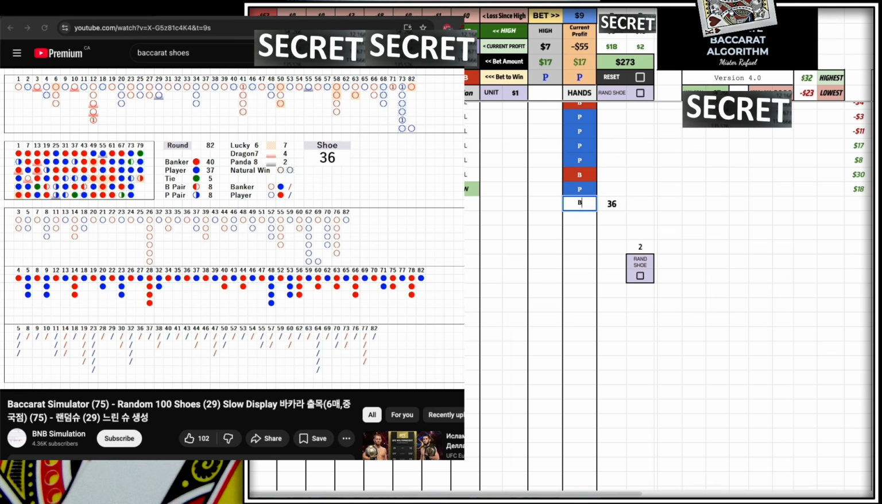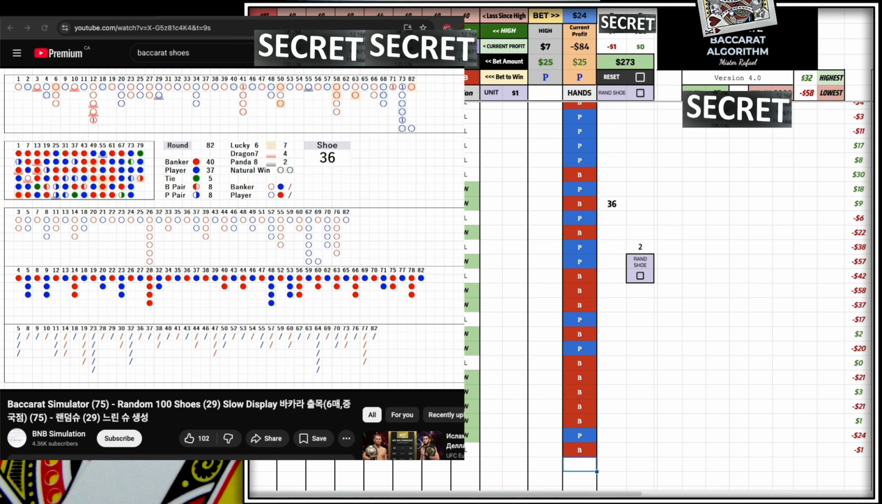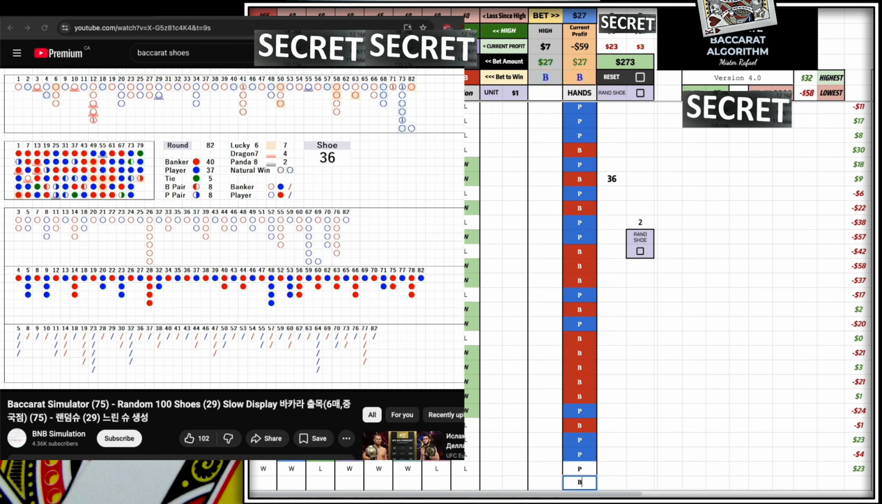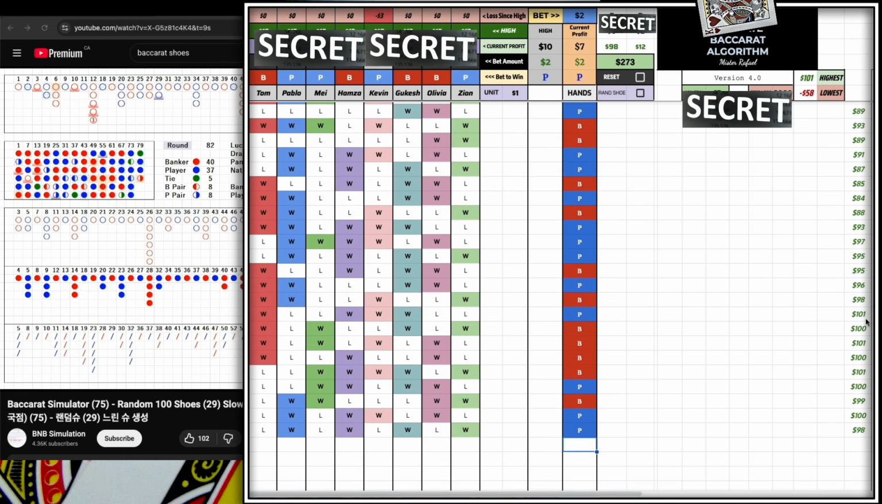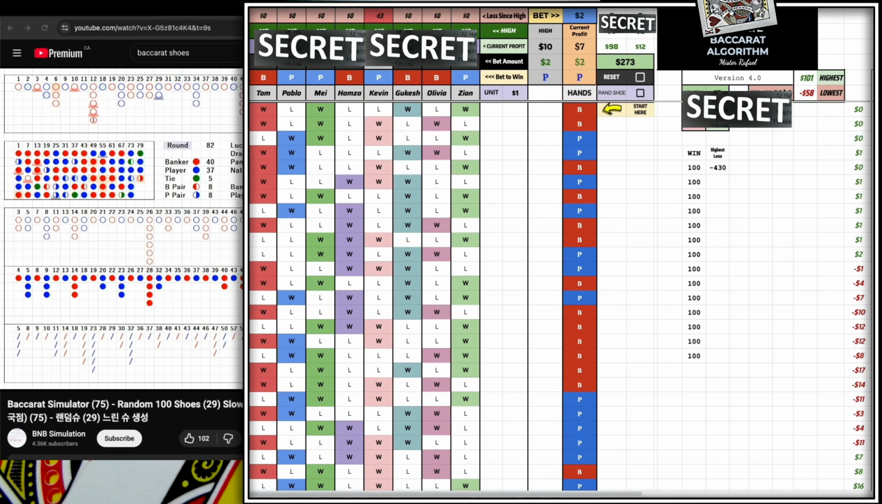Shoe 36, here we go. And we've hit the win goal. It was right here. So 101. Biggest drawdown was minus $58 for the shoe. So I don't think we're going to need to update this for a while unless we get past this drawdown.